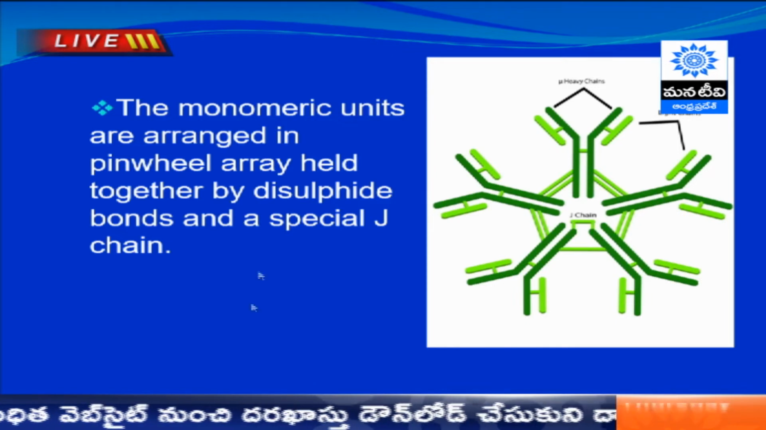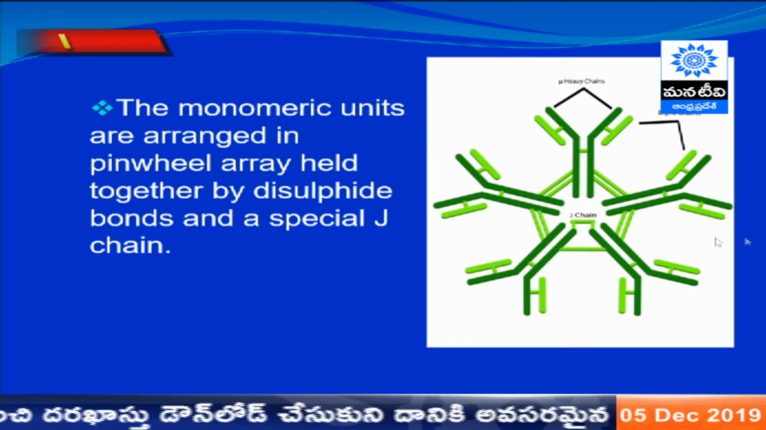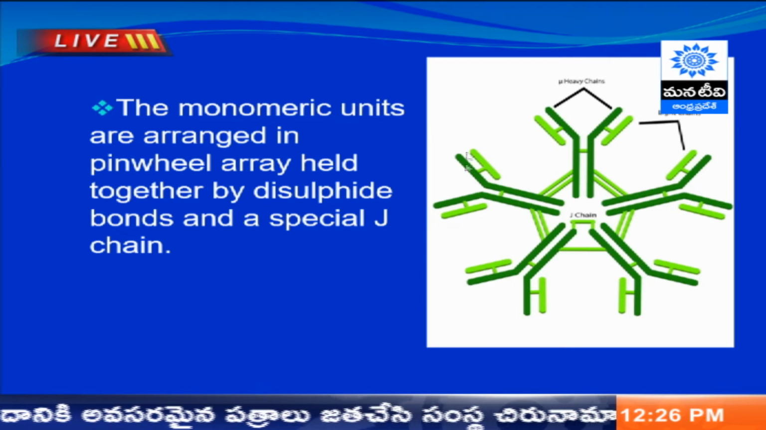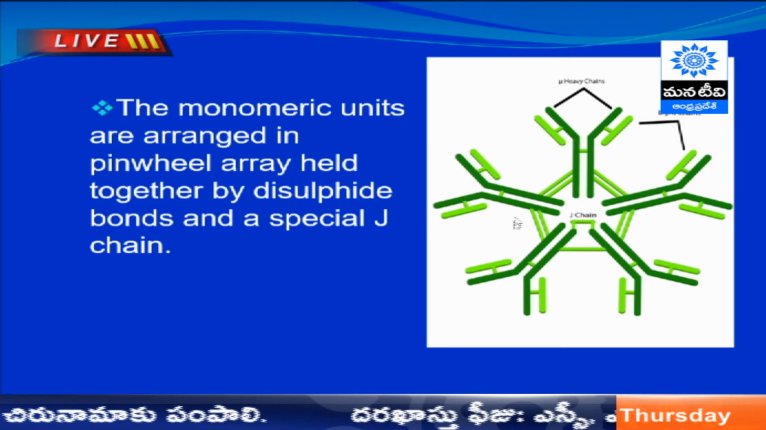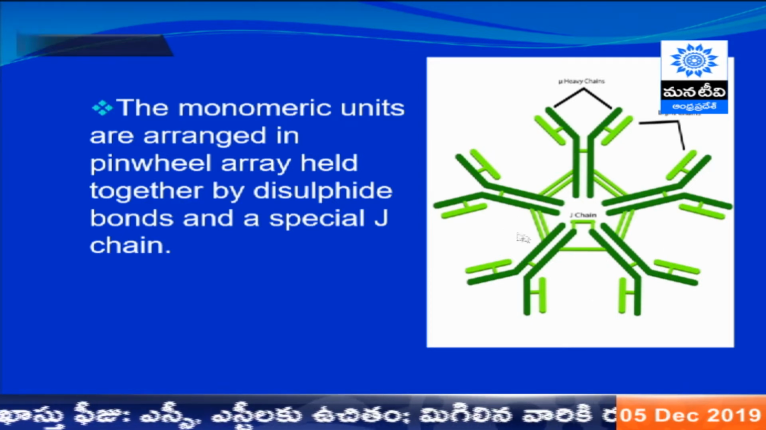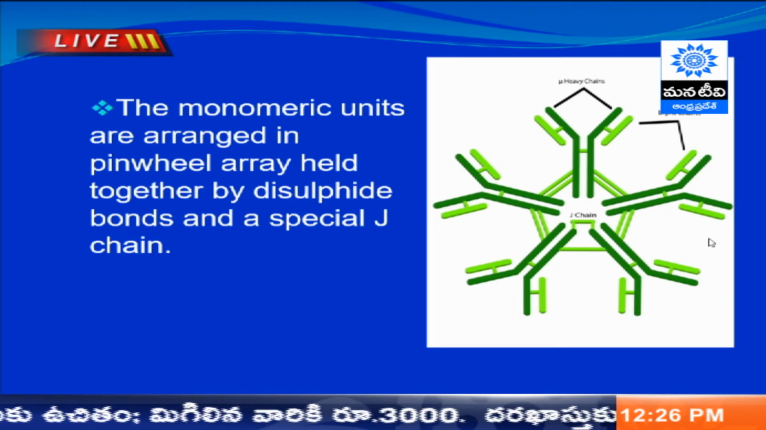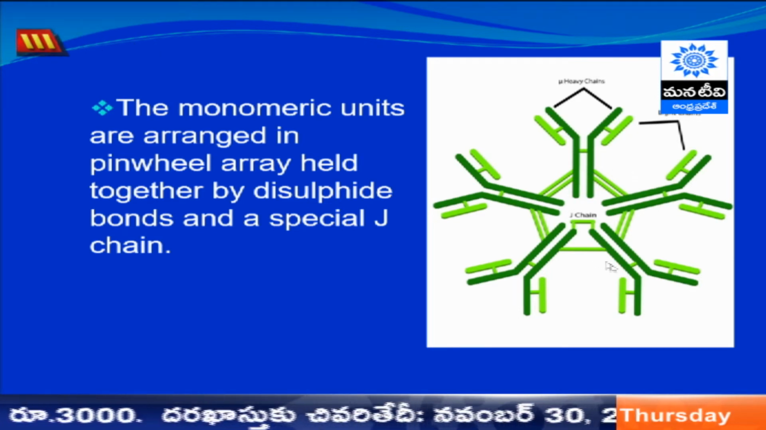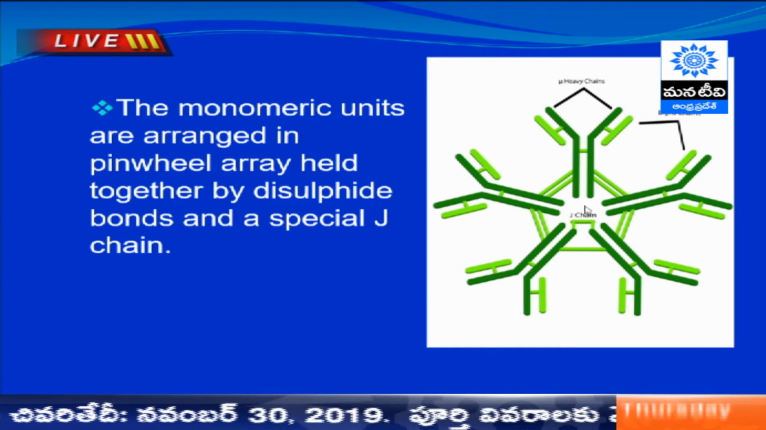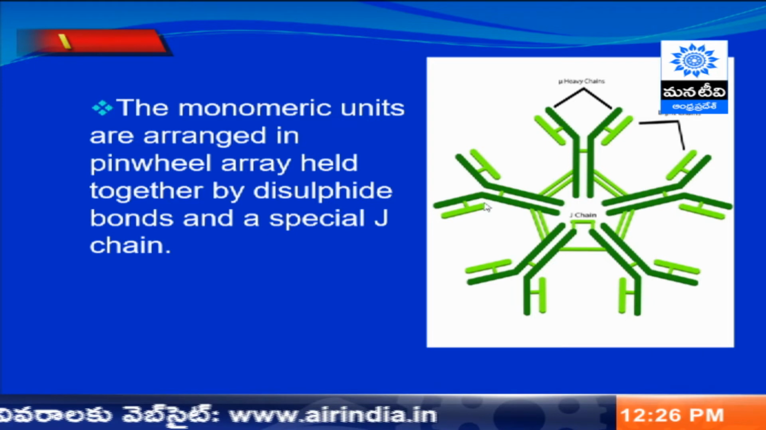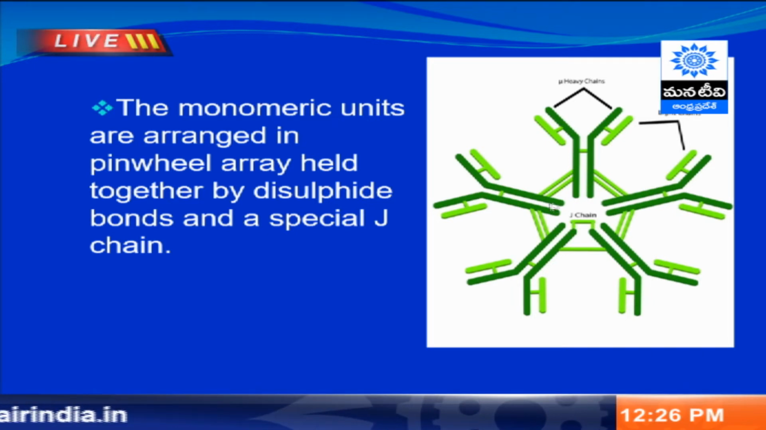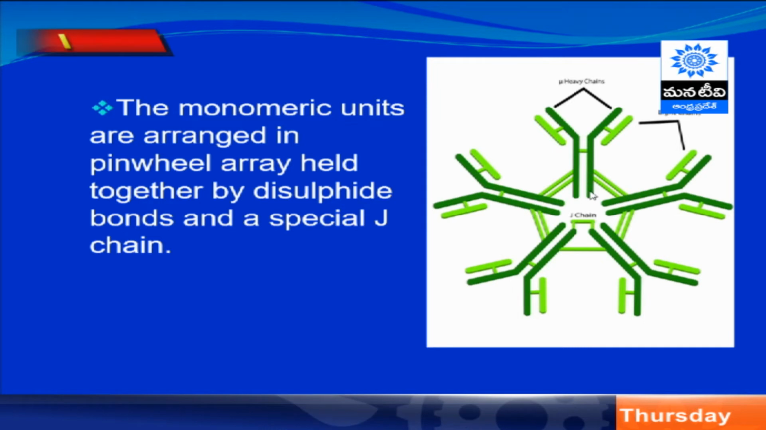Here you can see the structure of this immunoglobulin. It has 5 monomers. They are arranged in a pinwheel array. These 5 monomeric units are held together by disulphide bonds and are linked by a special chain called the J chain. Here you can see in the structure, this is the J chain. So, these 5 monomeric units are arranged in a pinwheel array, and this is one of the giant immunoglobulins among the other types of immunoglobulins.